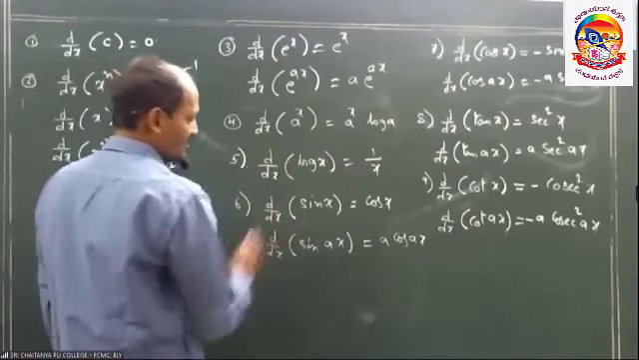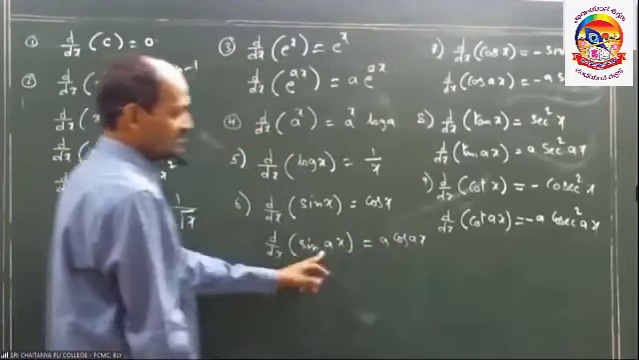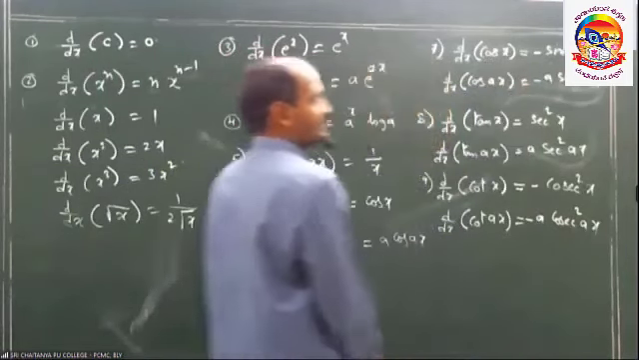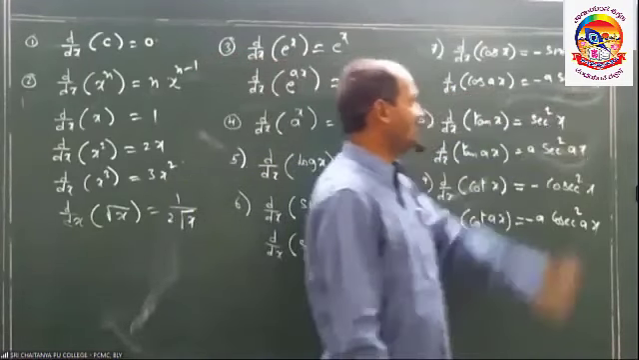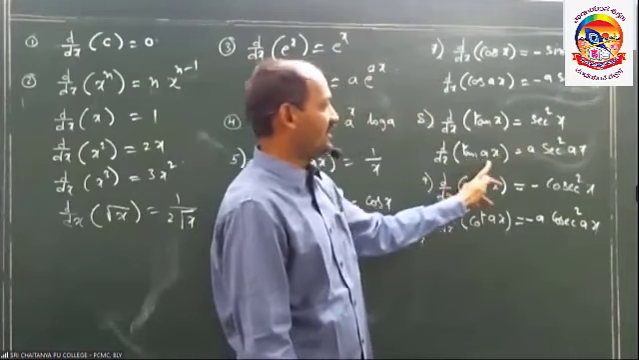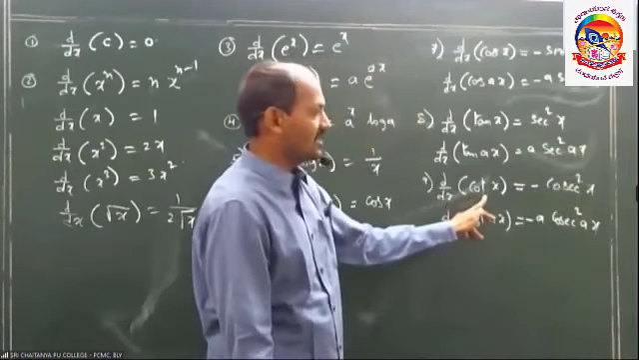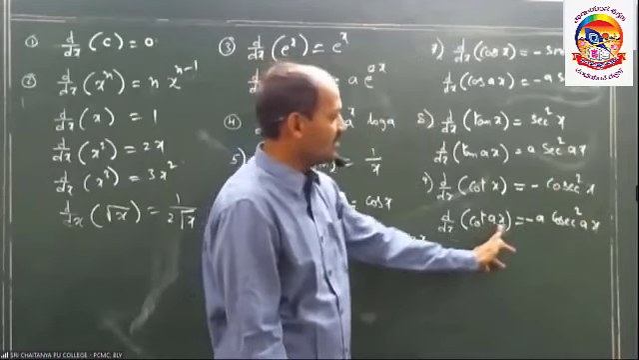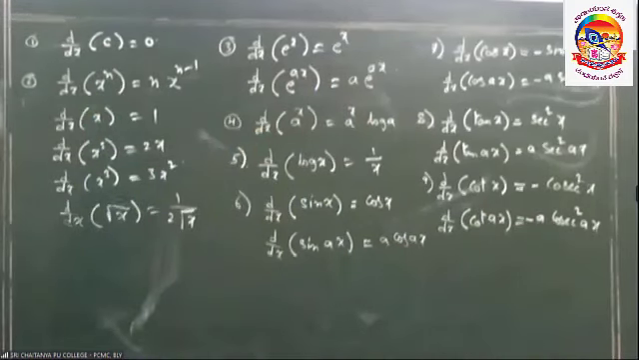Derivative of sin x is cos x. Derivative of sin ax is a cos ax. A is a constant. Derivative of cos x is minus sin x. Derivative of cos ax is minus a sin ax. Derivative of tan x is secant square x. Derivative of tan ax is a secant square ax. Derivative of cot x is minus cosecant square x. Next, derivative of cot ax is minus a cosecant square ax.